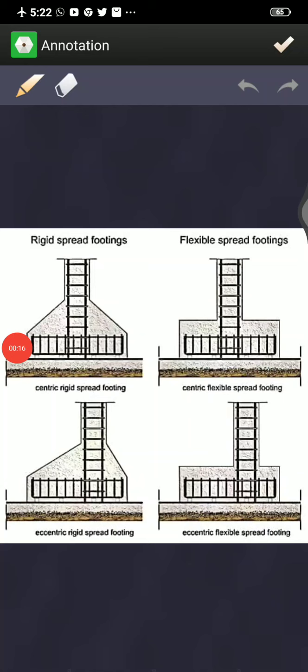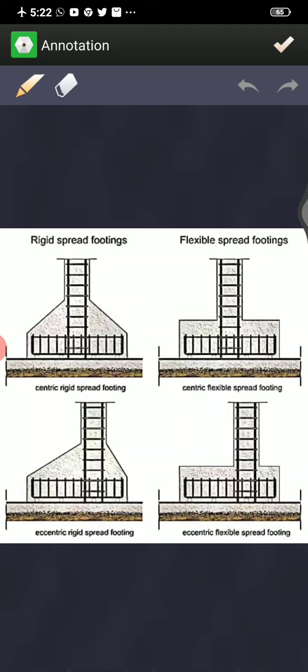Hello friends, today we are going to solve the problem to determine the reinforcement details of column and its footing. So this is problem number 9, RCC column footing reinforcement details. Before going to the problem, you should understand the skeleton of column with footing.